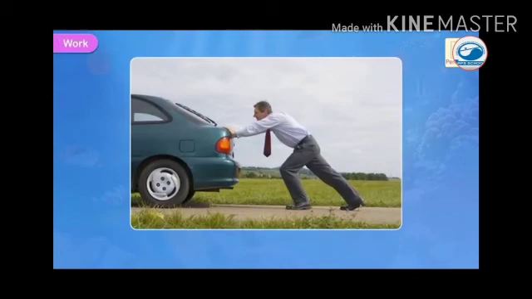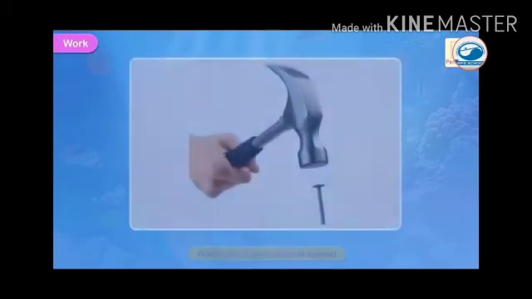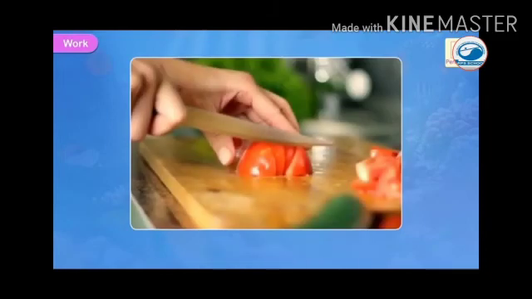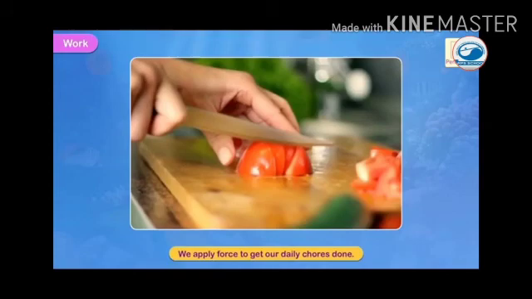Work. Work is done when force is applied. We apply force to get our daily chores done.